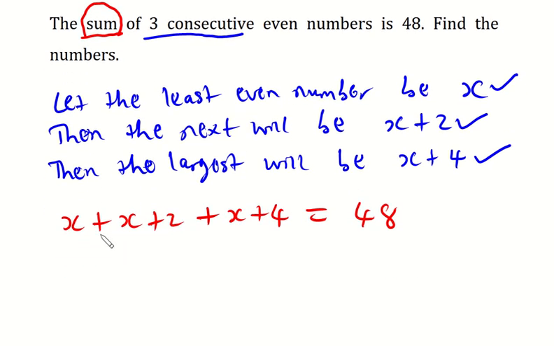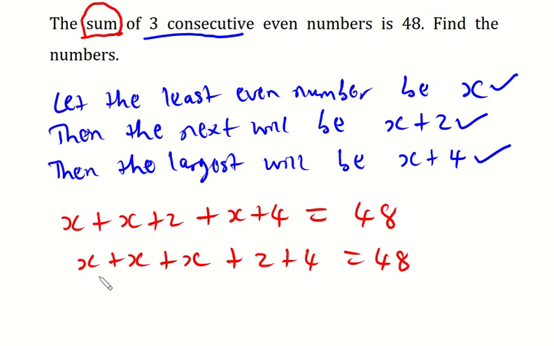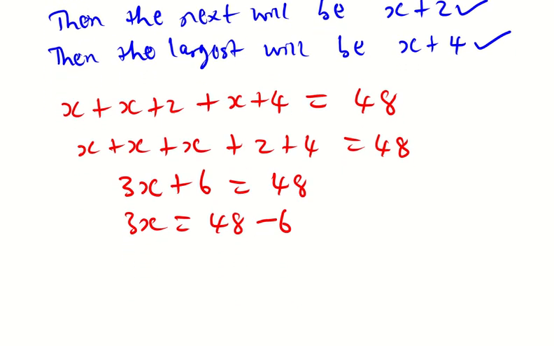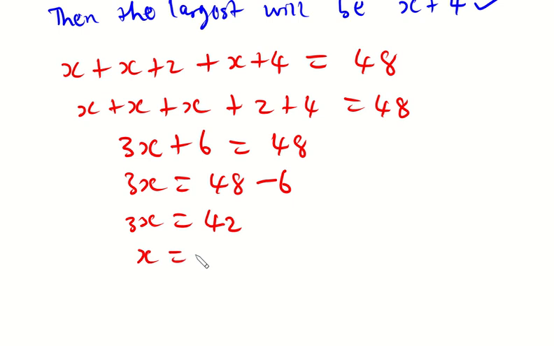Now let's rearrange them first. x plus x plus x, then plus 2 plus 4. Everything is equal to what? 48. Is that okay? So what's x plus x plus x? That's 3x, and 2 plus 4 is what? 6. That's 48. I am going to move 6 to the right hand side. So you have 3x is equal to 48 minus 6, because I am crossing it over to the other side. What's 48 minus 6? That's 42. So divide both sides by 3. You have x is equal to 42 over 3.